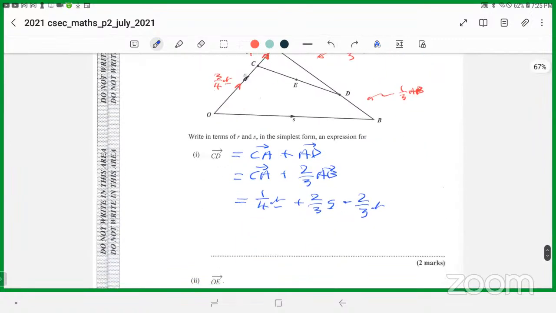Then you consolidate the like values. There's only one S value, so I write that first: 2/3 S. Then I put the R terms together. This 1/4 is the same as 3/12, and this 2/3 is the same as 8/12. So 3 minus 8 is -5/12, times R. That's what this and this would work out to: a quarter minus 2/3.